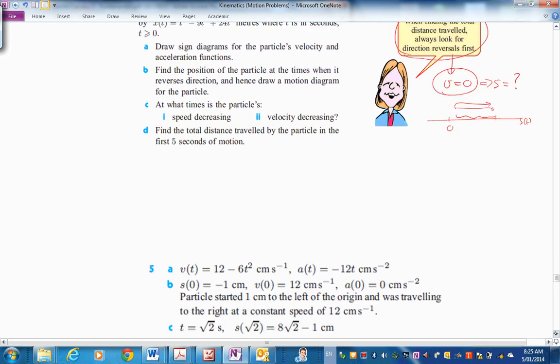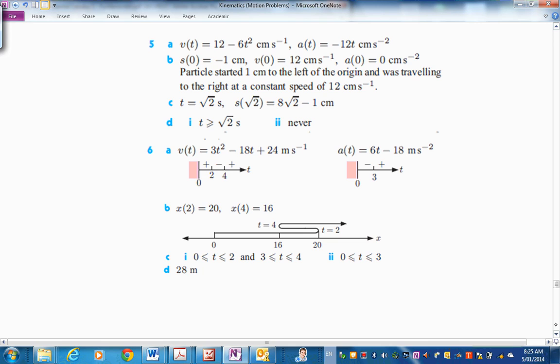Okay, look at the solutions to those then. These diagrams are very, very important. If you're going to work out the total distance, you must find those stopping points. It reverses direction there.